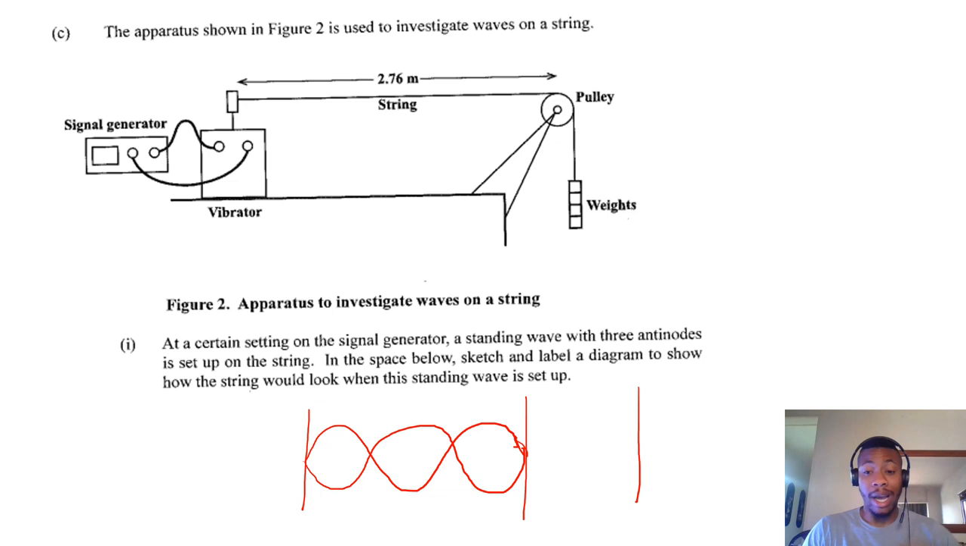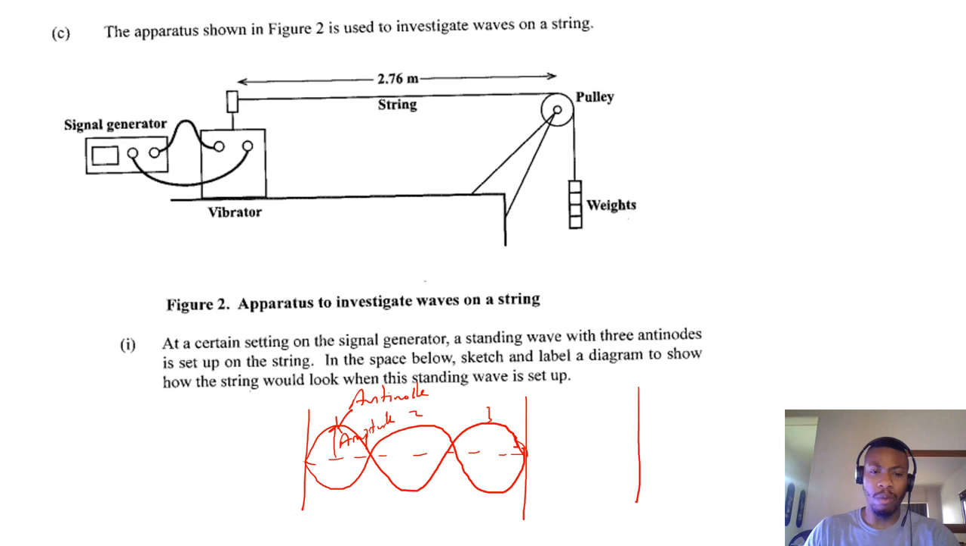So right now I have my three antinodes. This would be my antinode, so you'll be labeling this antinode. This is one, this is two, this is three. The antinode is that section where you have the largest amplitude. If I were to divide the wave in half across, this would be your amplitude, and that's the highest displacement of the wave.